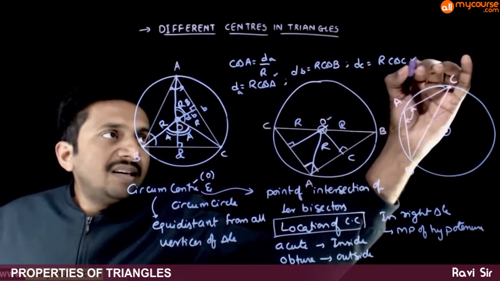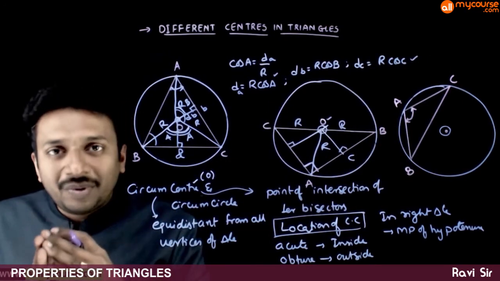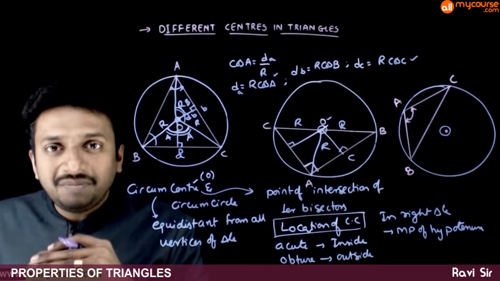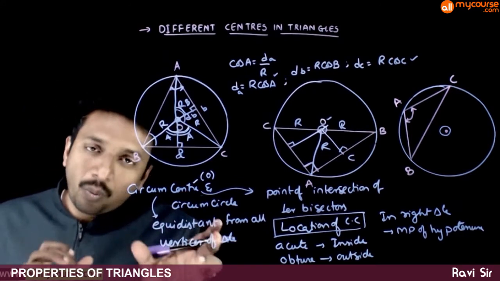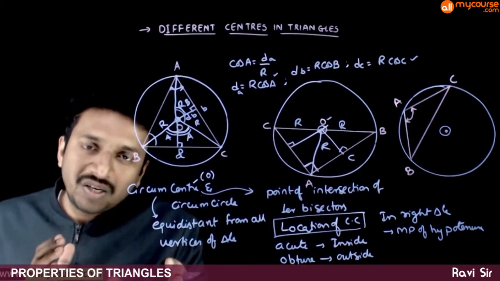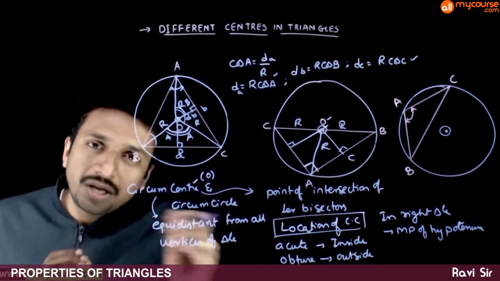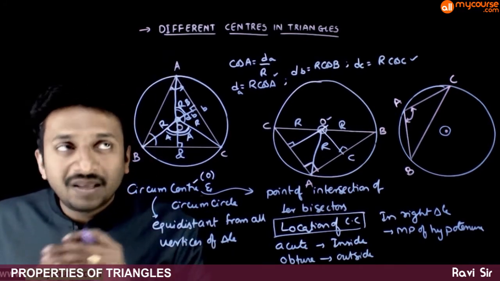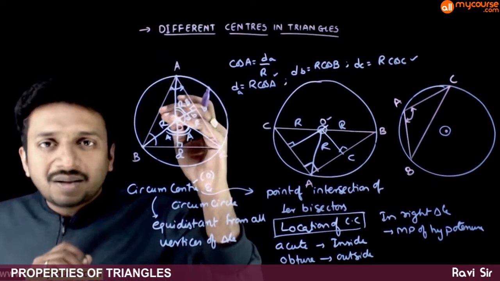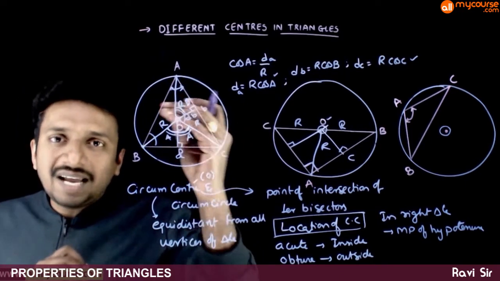So these are the three things that you need to remember about circumcenter and circumcircles. First is, what is the circumcircle and what is the circumcenter, then the location of the circumcircle and circumcenter, and then the distance of the circumcenter from the sides of the triangle.